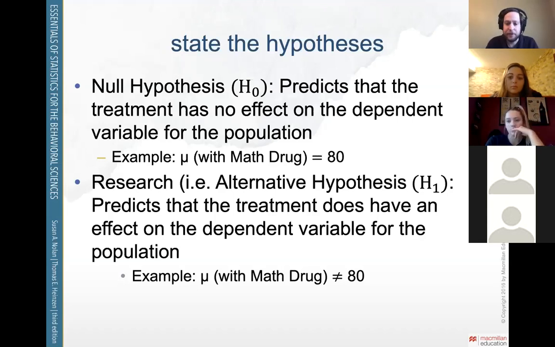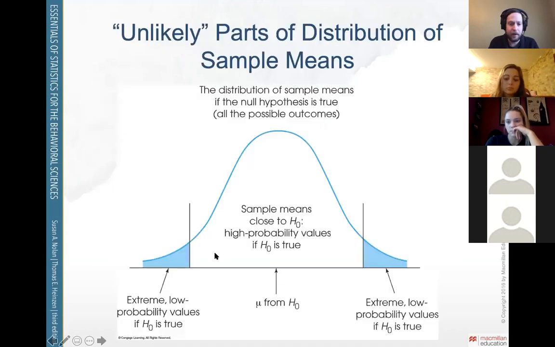That's an example of a two-tailed test, because the research hypothesis suggests that the math drug can either cause an increase in the scores or a decrease in the scores. And this is how you can visualize that. If you run the data and you collect a sample mean and that sample mean lands anywhere in this white area right here, then you accept the null hypothesis. If the sample mean lands in this blue area, then you reject the null hypothesis.